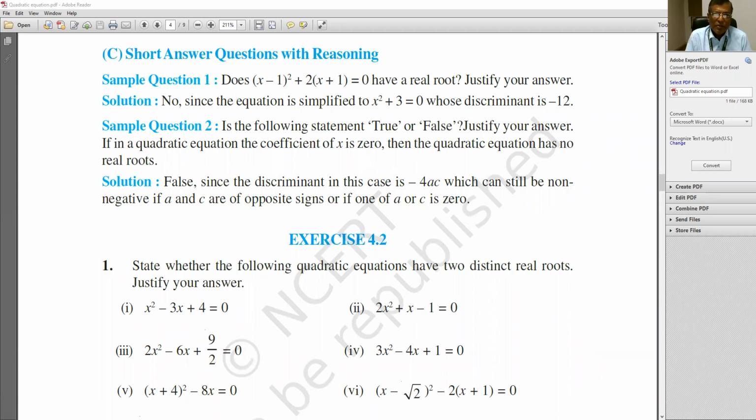The question is simple. Question 1 is here. Does (x minus 1) whole square plus 2 into (x plus 1) is equal to 0 have a real root? Justify your answer.